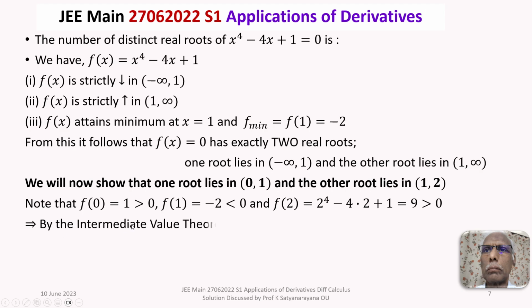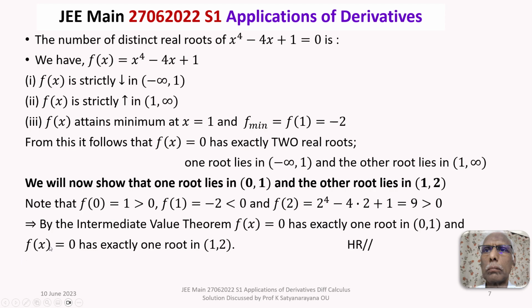So, by the intermediate value theorem, f of x equal to 0 has exactly one root in 0 to 1. Why exactly? It is strictly decreasing. Exactly comes because of the strictly decreasing and increasing nature. And f of x equal to 0 has exactly one root in 1 to 2. Why exactly? Because it is strictly increasing. Agreed. So, thus we have slimmed down the existence of the roots from big intervals to small intervals.